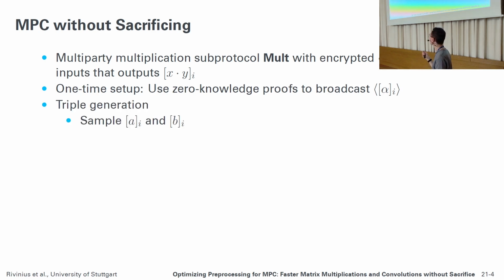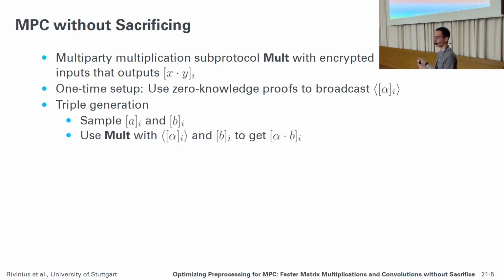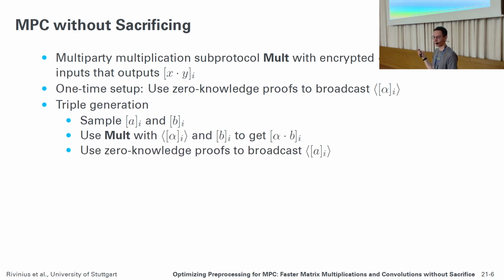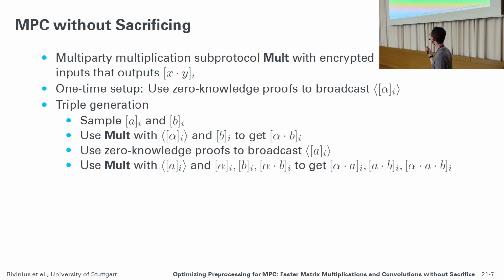Then for the triple generation, both parties just sample their shares. They use this multiplication to authenticate B, so one part of it, and use encryption of the MAC key share. Then a zero-knowledge proof for A, and then what Sebastian already said, you just use one batch version of this multiplication protocol again to do the multiplication to get the triple part and to get the authentication for the whole rest of the triple, so for A and for A times B.